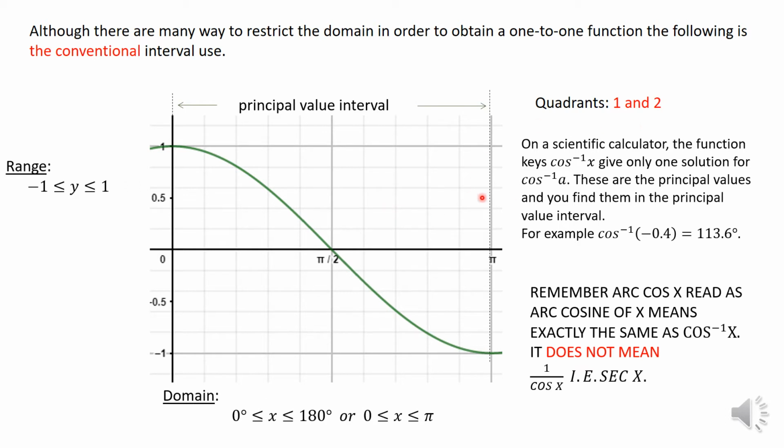Also, something worth remembering is that sometimes we write arc cosine of x. It's exactly the same as the inverse of cos, which is sometimes written like that. Please don't confuse this with 1 over cos x. That is something else, that is the secant of x. So it's just the same notation.